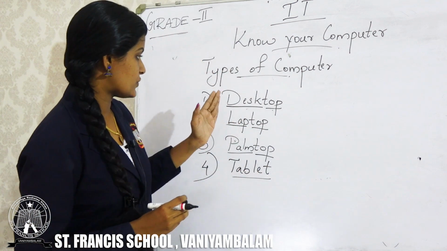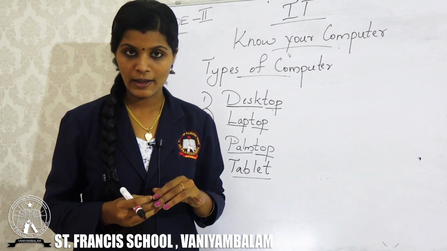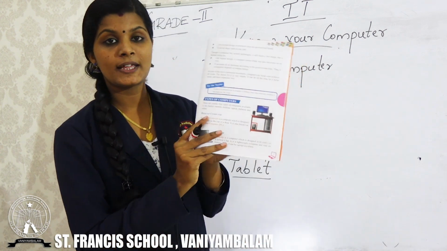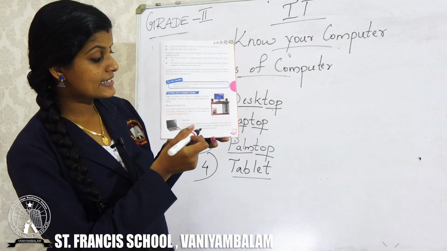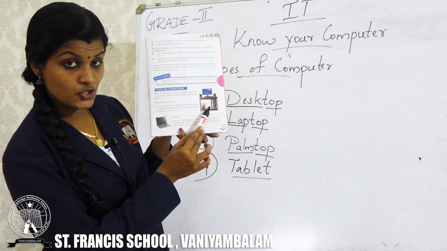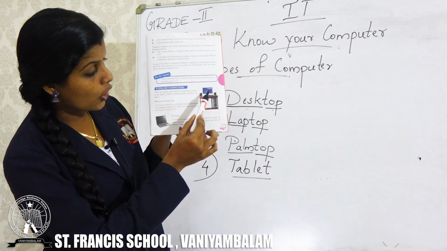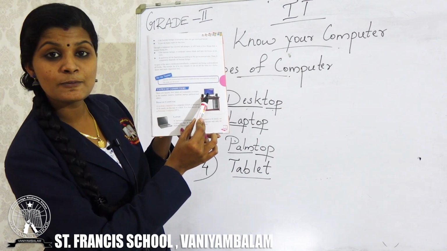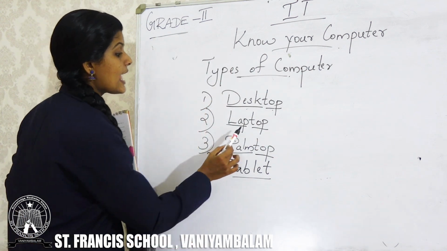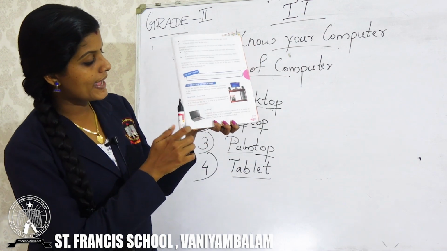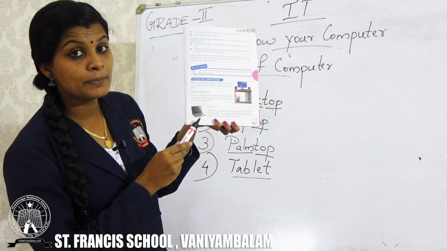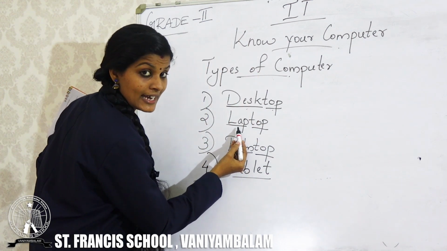So children, we have studied 4 types of computer. Which is the first one? Desktop. In page number 3 it is clearly given. The picture is clearly given. This is desktop. Here you can see above the top of the desk the computer is placed. It is known as desktop. Now what is the next one? Laptop. In the same page, you can see the picture of laptop. Where can we place this laptop? On the top of our lap.